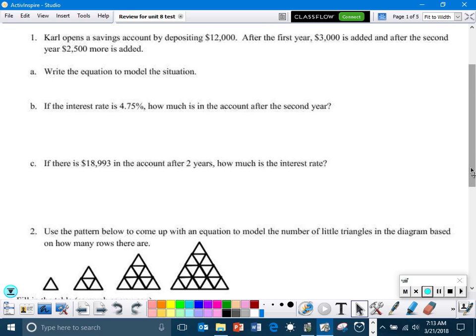All right, here we go. So there's actually two ways you could write this equation. I'll show both of them. Both of them are fine. And then when we get to part C, I'll also show you how that makes a difference there.